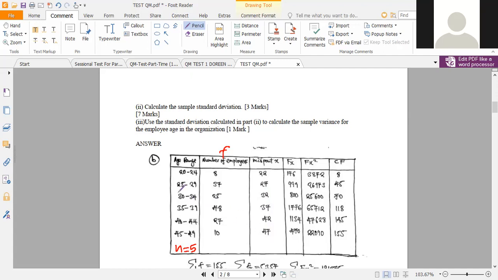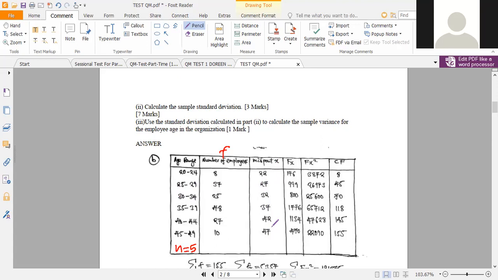Otherwise, you can continue adding 25 plus 29, then you divide by 2, you still get 27. 34 plus 30 divided by 2, you still get 32. So this is how we get the midpoints.